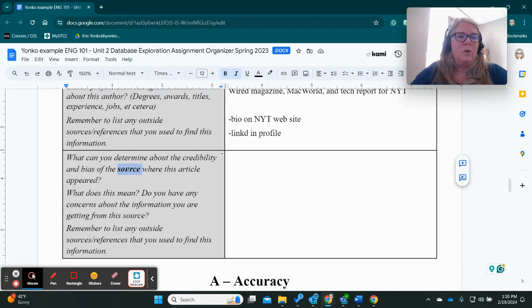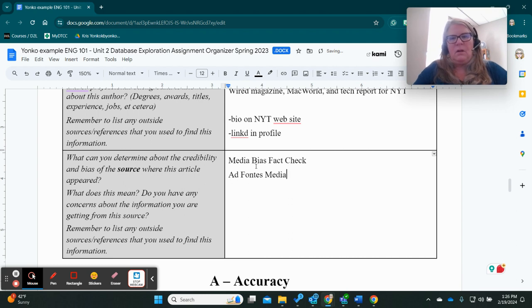So the source is the publication or the website. Now, I believe I've gone over some of this in a previous lesson, but we want to make sure that we're looking not just at whether it's a .com or anything like that. There's two resources that I've given you to check the credibility of the source. One of them is called Media Bias Fact Check. And the other one is called Ad Fontes Media. These are your two sources where you can look to see what the bias of the source is and what its reliability or credibility is.